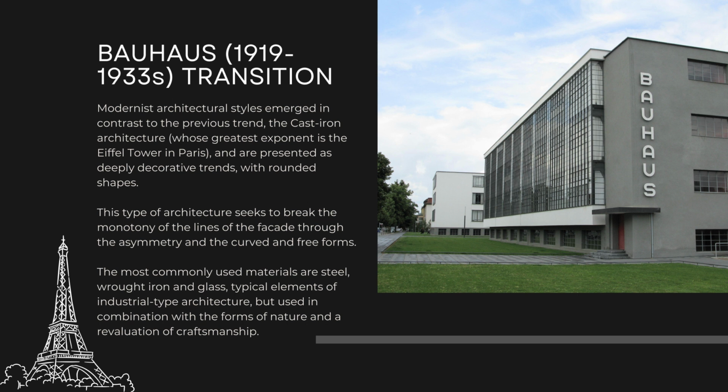Modernist architectural styles emerge in contrast to the previous trend, the cast iron architecture, whose greatest exponent is the Eiffel Tower in Paris, and are presented as deeply decorative trends with round shapes. This type of architecture aims to break the monotony of the lines of the facade through the asymmetry and the curve of the freeforms. The most commonly used materials are steel, wrought iron, and glass, typical elements of industrial type architecture, but used in combination with the forms of nature and the revaluation of craftsmanship.